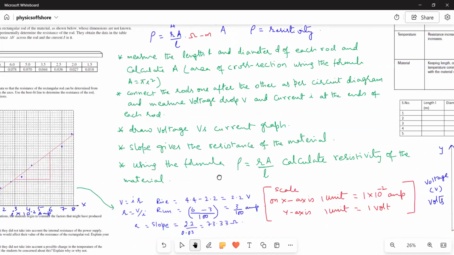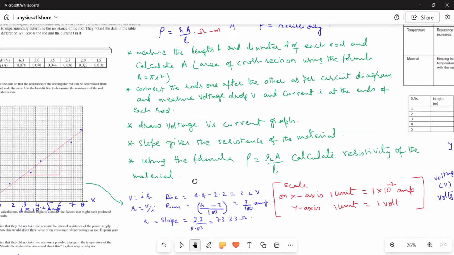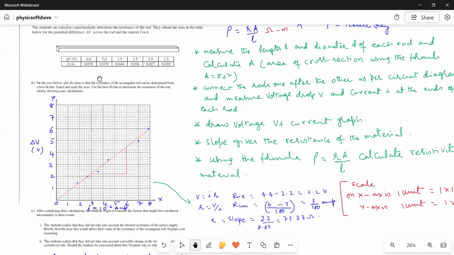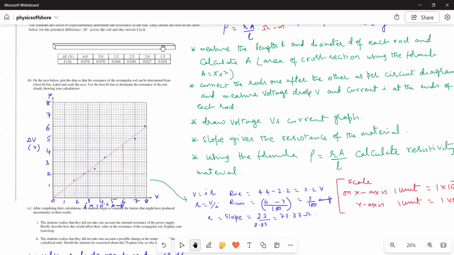Okay. And this is the first part. And after this, what he's asking is, someone else has done this, this is a rectangular rod. For this rod, another student measured the voltage and current, and then the values are given to you. You have to plot the graph. Okay, this is the best fit. From the best fit, you have to calculate the resistance. Okay, the slope gives the resistance.